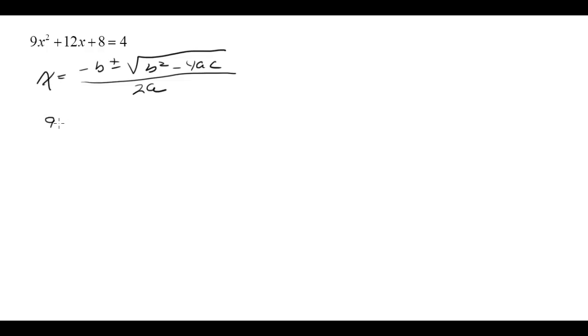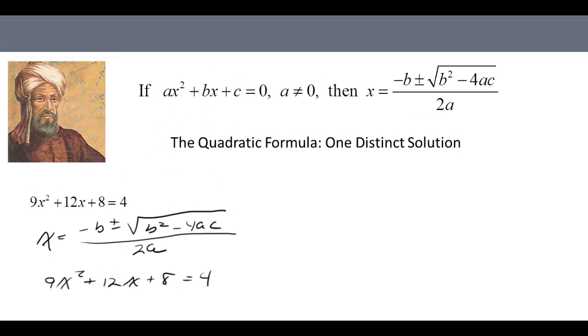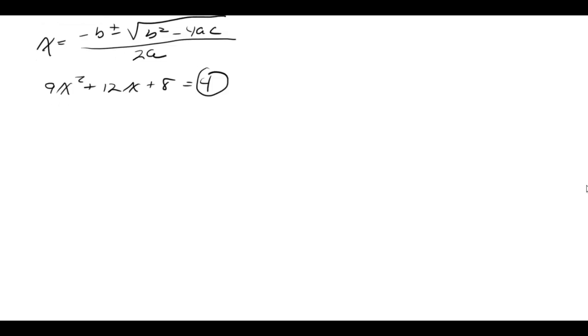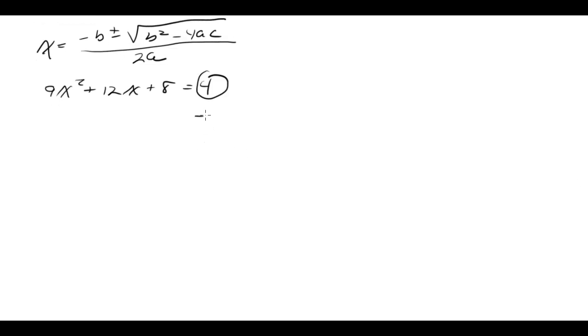We got 9x squared plus 12x plus 8 equals 4. Is that the general form? No! General form has a 0 on the right-hand side, and that has a 4. Something's wrong, so we have to make it in the general form or the standard form. By subtracting 4, that's going to give us 0. Well, I'm forced, if I want to keep this equation in balance, to also subtract 4 from the left-hand side.